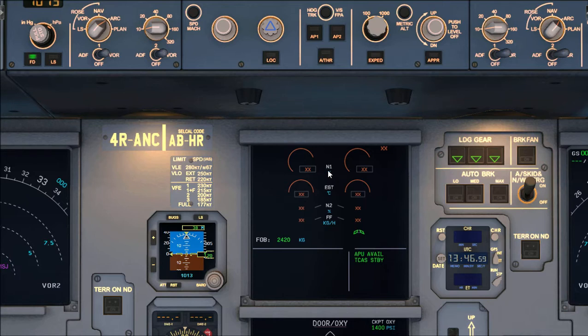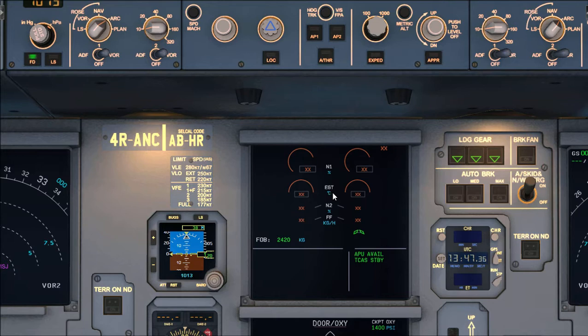N1 is the speed of rotation of the high speed rotation fans inside the engine. Basically, if you know what an engine is all about, the engine works through several fan blades within it. There's a high speed fan, the low speed fan, and then again a low speed fan and high speed fan. So N1 represents the high speed fan. So when you start the engine, the N1 starts up very slowly.